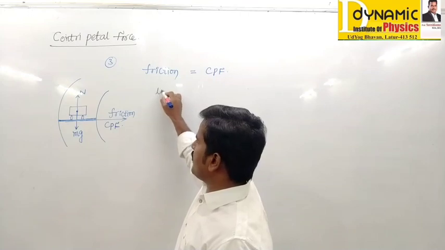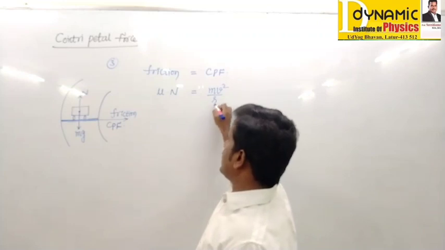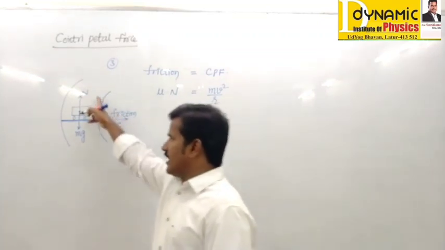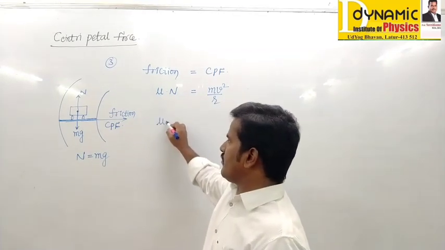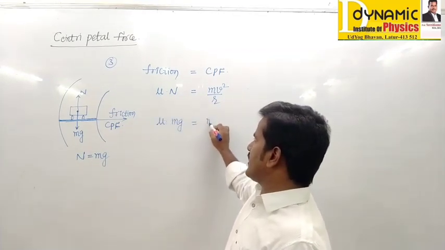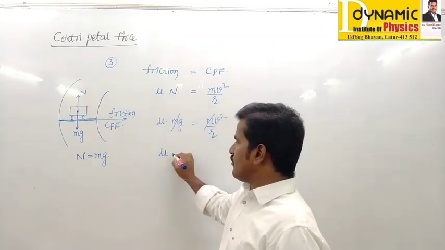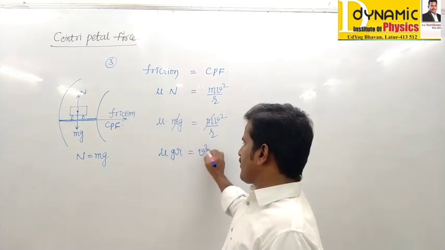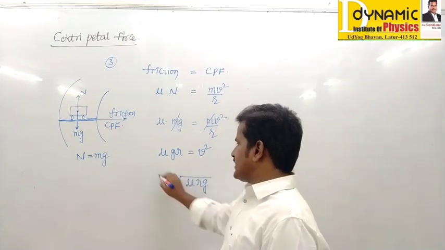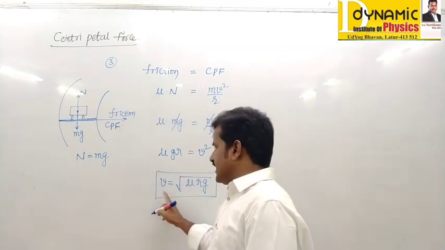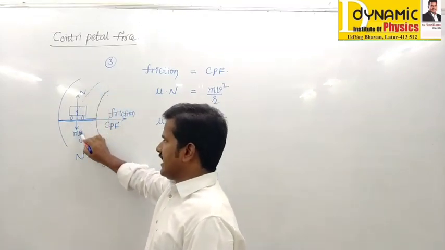Here friction is written as mu into N, which equals mv square upon r. N equals mg. Then the value is mu into mg, which equals mv square upon r. So mu g r equals v square, and v equals under root of mu r g. That means this is the safe velocity of the vehicle, at which the vehicle moves safely in this curved path.